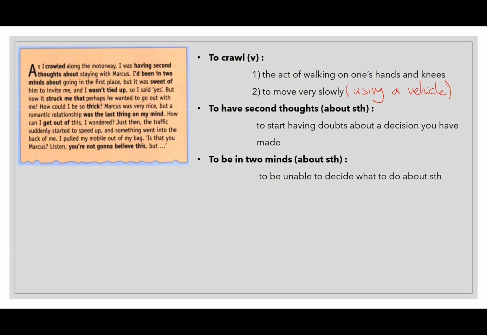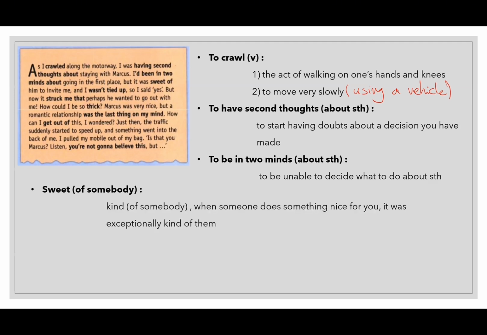It was sweet of him to invite me. Sweet of somebody یعنی که از مهربونیش بود. اوکی sweet یعنی معنی شیرین، ولی sweet of somebody figurative meaning میشه که kind of somebody. That was kind of you to invite me. That was sweet of you to invite me. When someone does something nice for you, it was exceptionally kind of them. Okay, so that's self-explanatory. Should I write that down for you? Self-explanatory. Okay, یعنی که خودش رو توضیح میده. Okay.